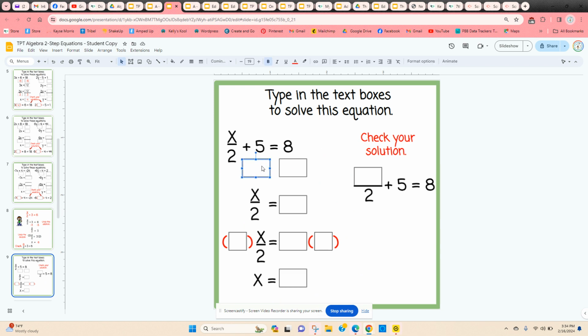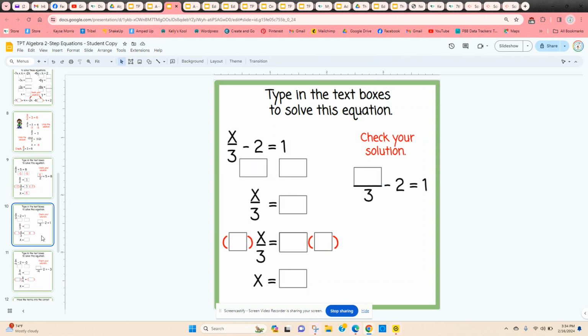So here they want to undo that addition first. They're going to subtract 5 from both sides. That'll give them x divided by 2 is 3. Now, in order to undo this division, they do the opposite of dividing, which is to multiply. So the opposite of dividing by 2 would be to multiply by 2. And then this is 3. And they get x equals 6. And if they check that in the original equation, they can see that it works.